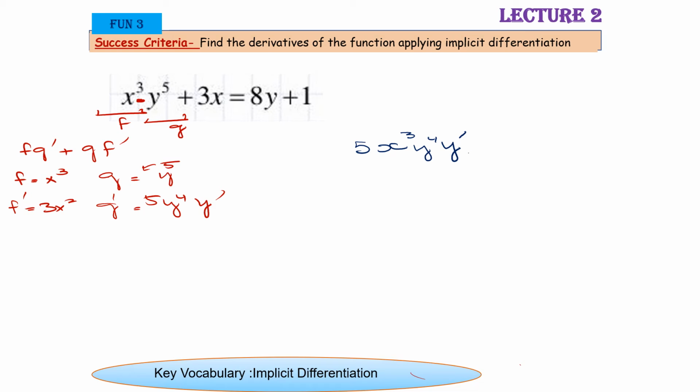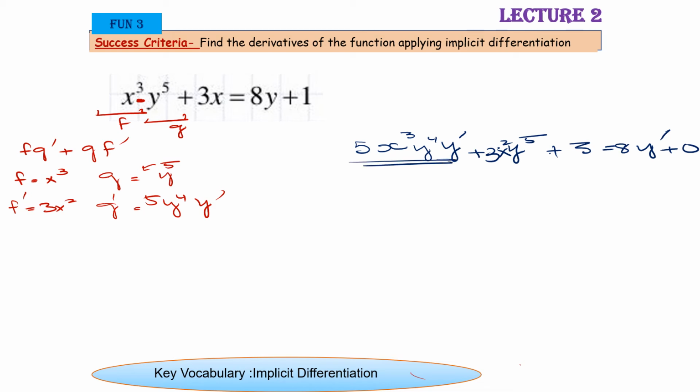F g prime plus g f prime, that is y to the power 4, and f prime, that means x cubed, is 3x squared. So I will write 3x squared y to the power 5 plus the derivative of 3x, which is 3, equals the derivative of 8y, which is 8y prime, plus 0, because the derivative of 1 is 0.